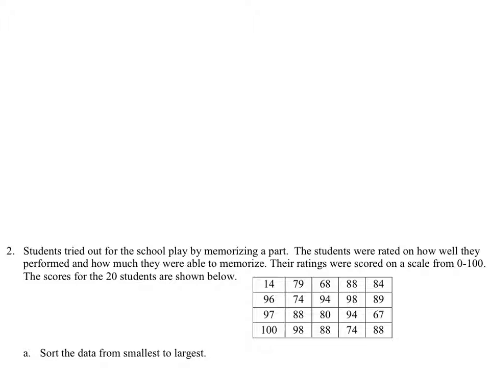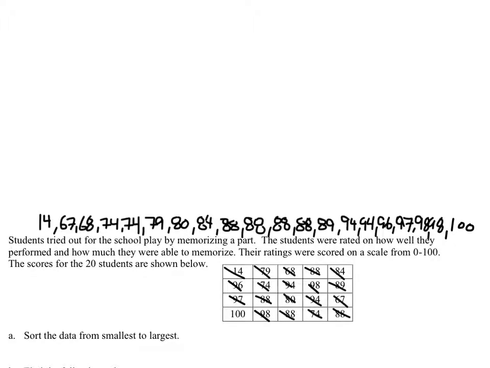Students tried out for the school play by memorizing a part. The students were rated on how well they performed and how much they were able to memorize. The ratings were scored on a scale from 0 to 100. The scores for the 20 students are shown. Well, let's sort this data from smallest to largest. All right, we'll start with the smallest. It looks like it's 14. All right, so that is organized the data from least to greatest.